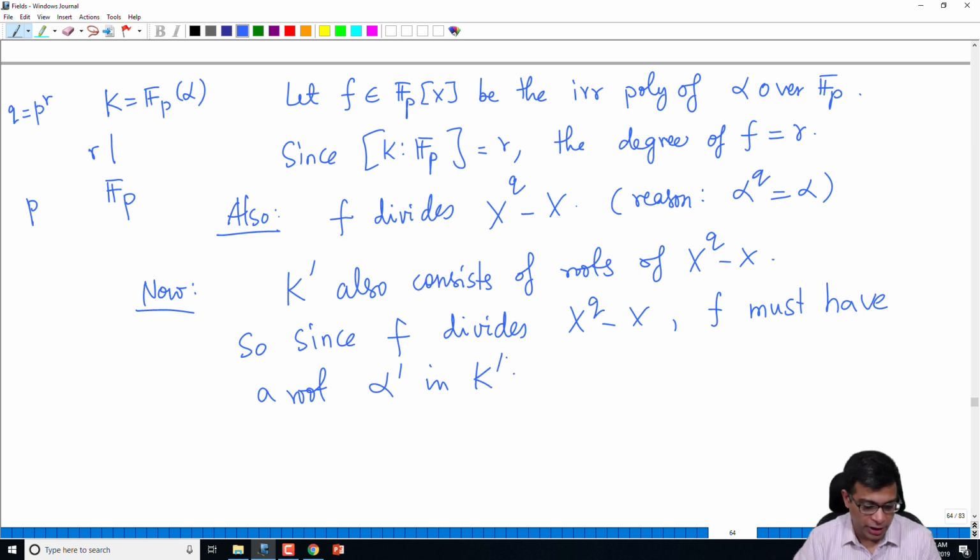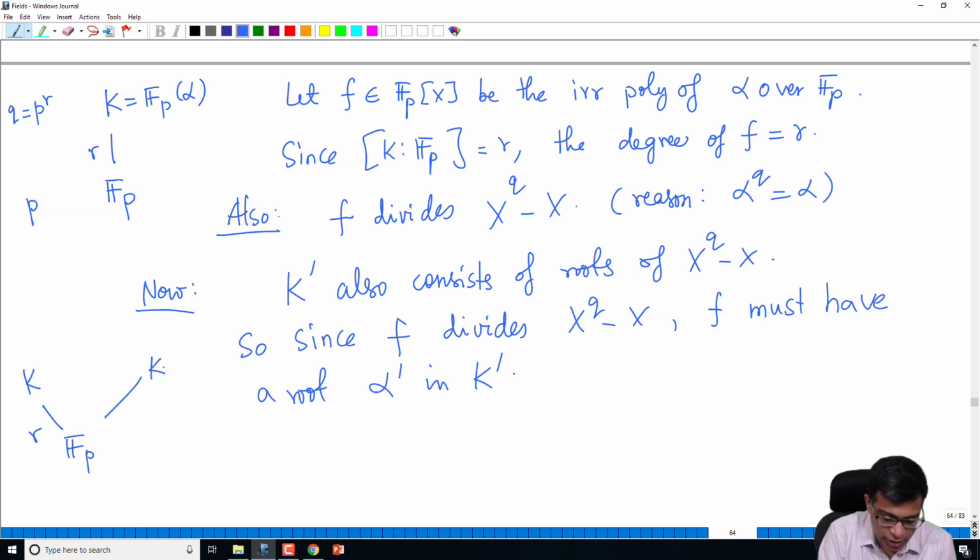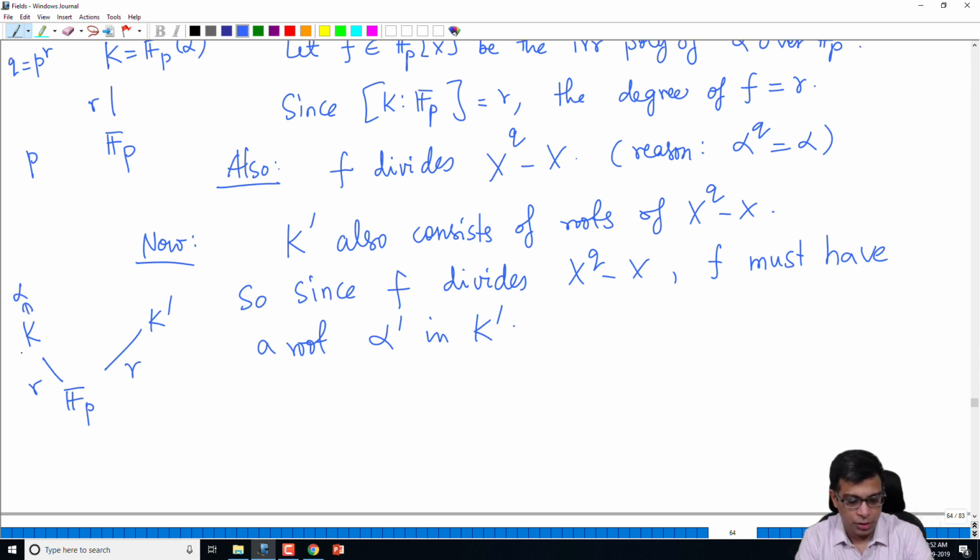Okay, so this is a bit tricky, but what I am saying is that k is there, it is an extension of Fp of degree r. Similarly, k prime is there, this is also an extension of degree r, because k prime also contains p power r elements. Alpha is here, right? The irreducible polynomial of alpha is small f, which lives over capital Fp. That small f divides x power q minus x. X power q minus x splits completely in k prime, because k prime exactly consists of roots of x power q minus x. That means f must have a root in k prime.